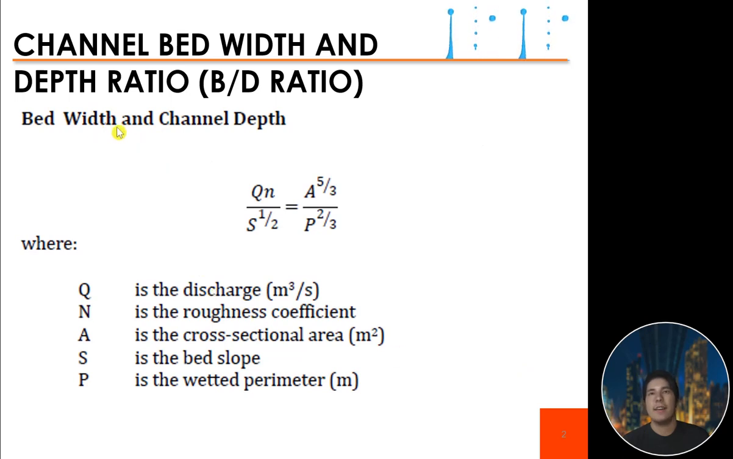For bed width and channel depth, this is the formula. We have the discharge multiplied by the roughness coefficient all over the bed slope raised to the power of 1/2, is equal to the cross-sectional area raised to the power of 5/3 over the wetted perimeter raised to the power of 2/3. So that is our formula.